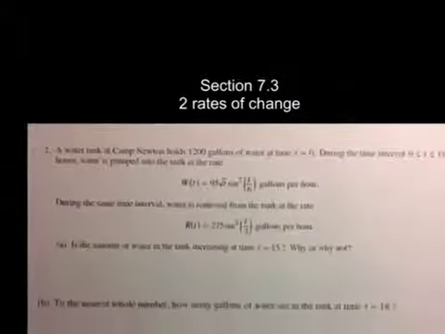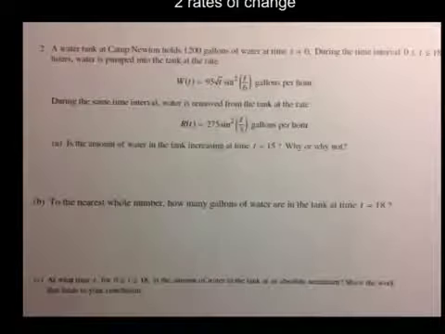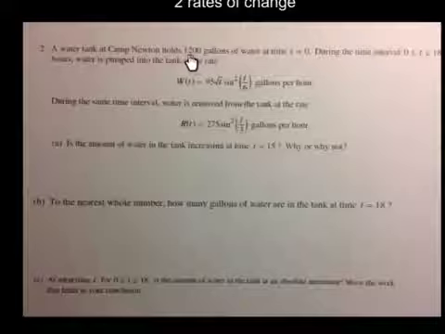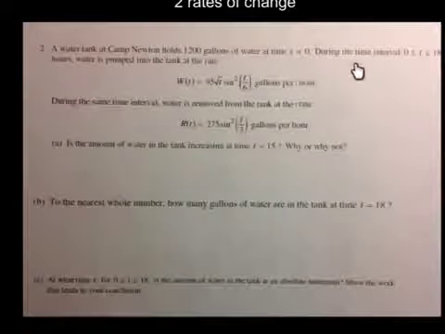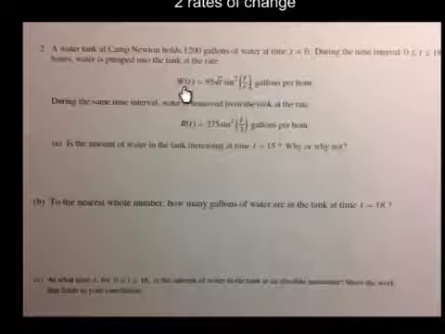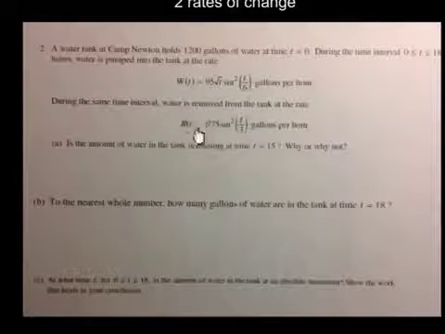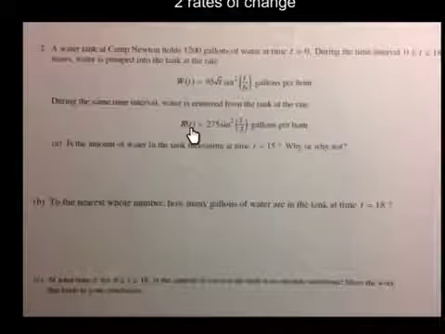You do have to copy the essence of the problem. Essence being that there's a water tank that initially has 1,200 gallons of water. The time interval is going to be from 0 to 18. And then it's saying that water is being pumped into the tank by this equation. So W(t) is the rate of water going in. At the same time, water is being removed from the tank by this derivative, by this rate.